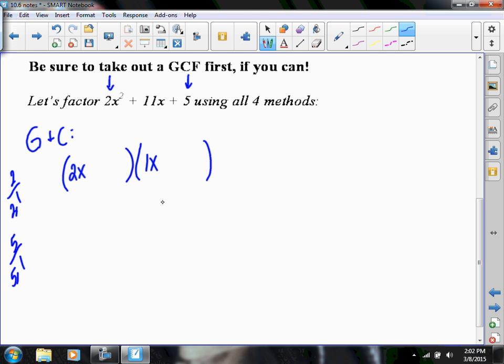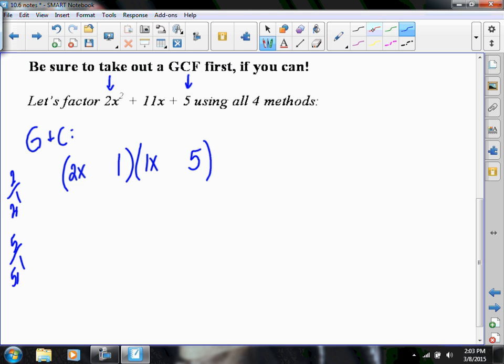Now here's where the guessing and the checking comes in, because I need to fill in these other spots with the 1 and the 5. I have to figure out where the 1 goes and where the 5 goes. When I multiply them, they have to add up to 11. So let's just put the 1 here, and let's put the 5 here, and then let's check.